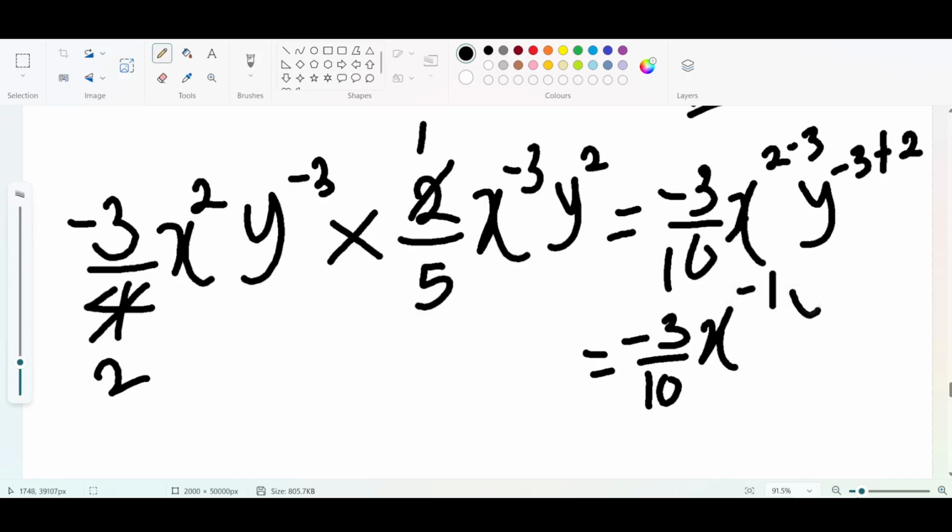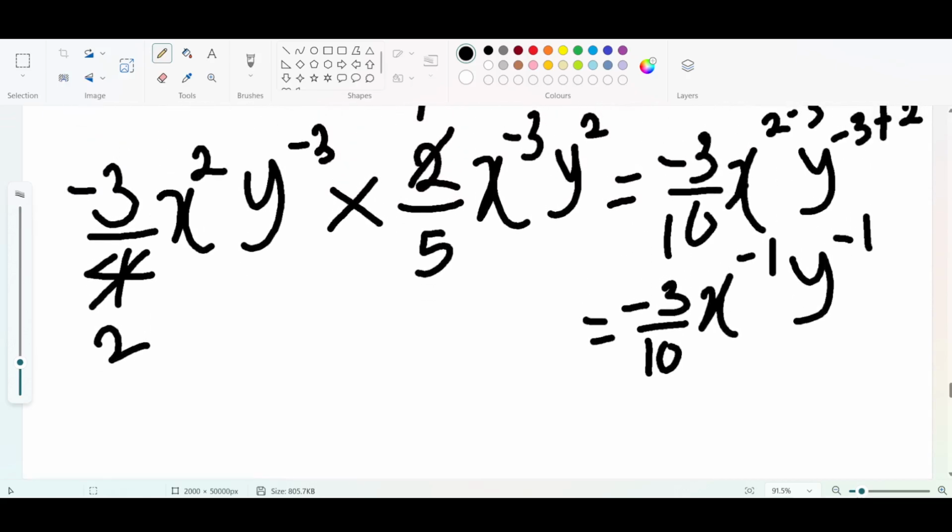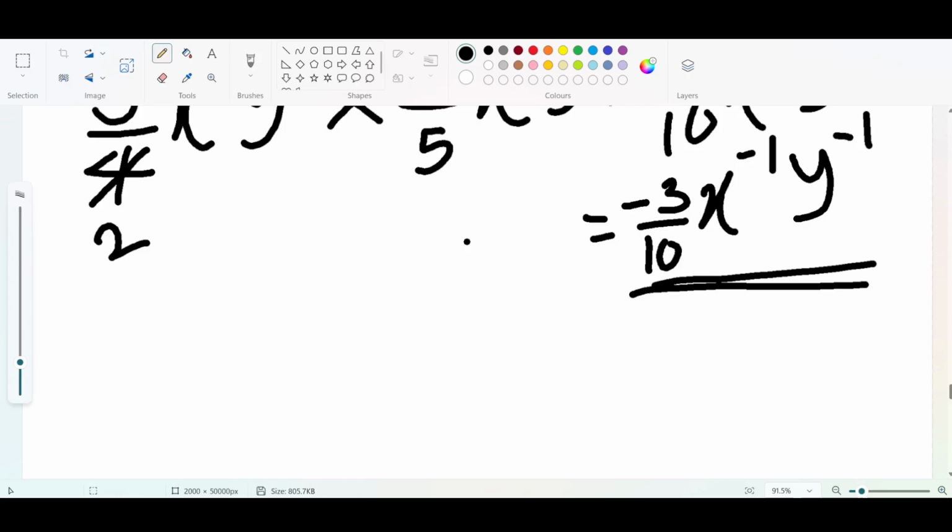And this is going to be y minus 3 plus 2, which is going to be minus 1. So it's going to be minus 1 here too. So this is going to be the final answer to this. So this is how we carry out multiplication in algebra.